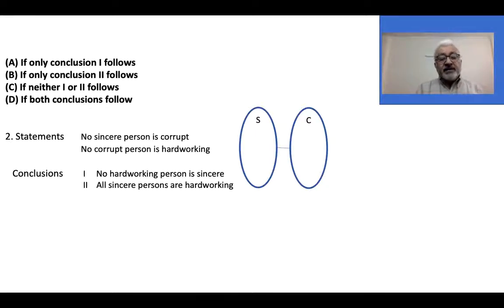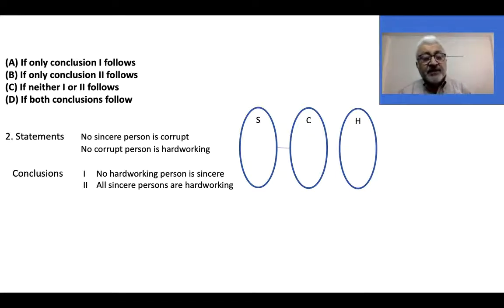All right. Then it says that no corrupt is hardworking. So, hardworking is away from corrupt. If I draw this as hardworking, then what should I do? Should it overlap with corrupt or not? The answer is no. It has to be kept away from corrupt. Hence, I draw a bar between corrupt and hardworking. So, we've got a basic diagram. Now we see that no hardworking is sincere.